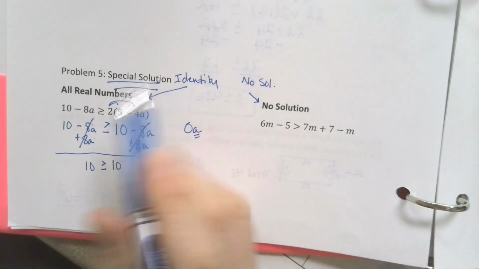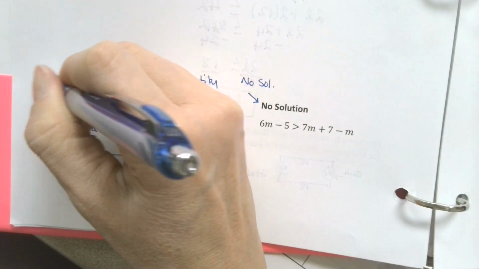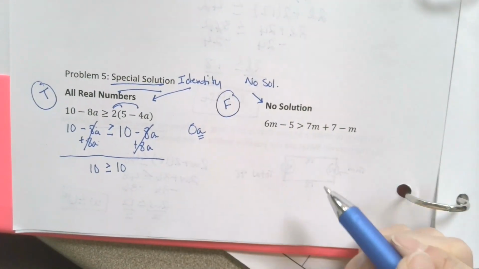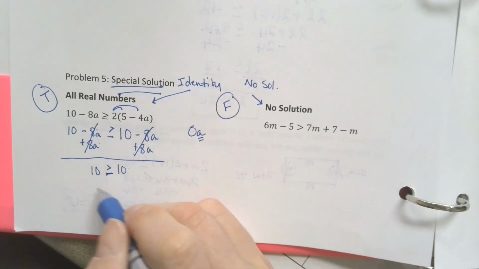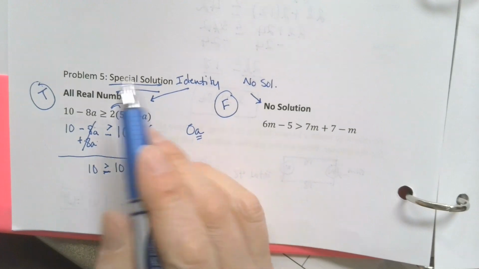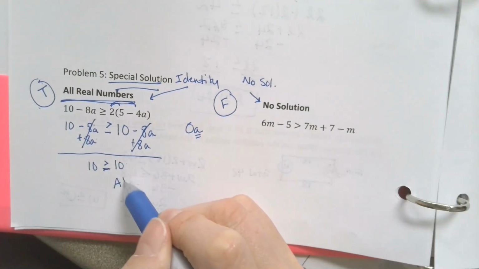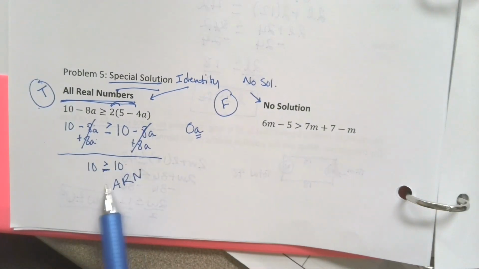Now the question is, is that a true statement? Because if it's all real numbers, it has to be true. If it's no solution, it has to be false. So if I look at this, 10 isn't greater than 10, but it sure is equal to it. So this is a true statement. Don't write the word true. Write all real numbers. If you tried to graph this solution on a number line, it would cover the entire number line.